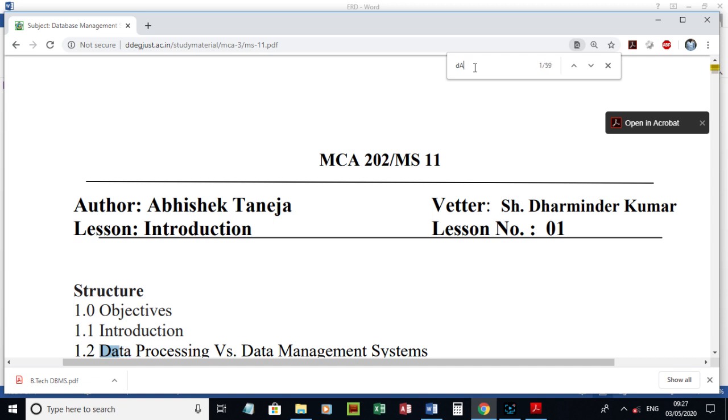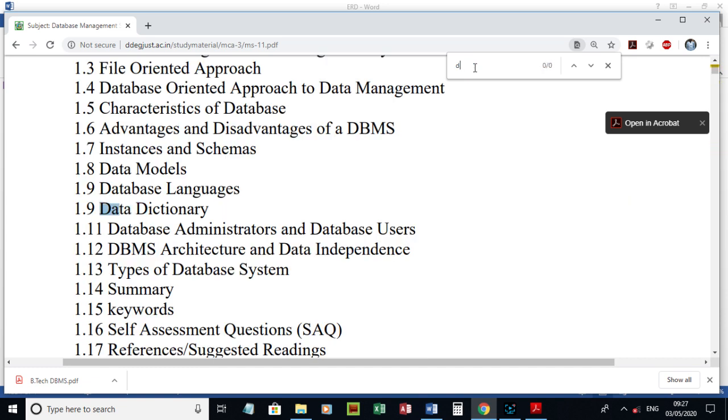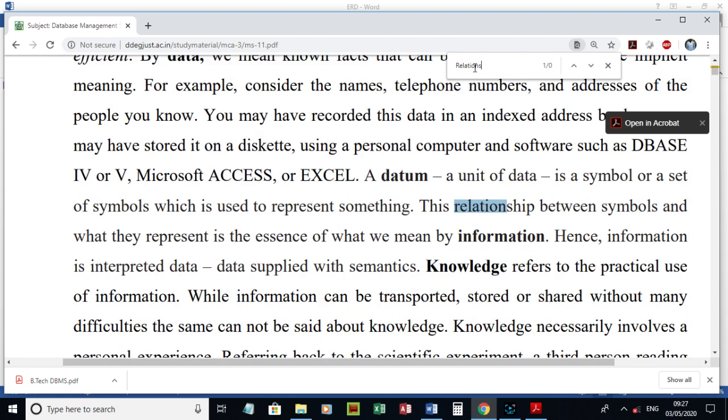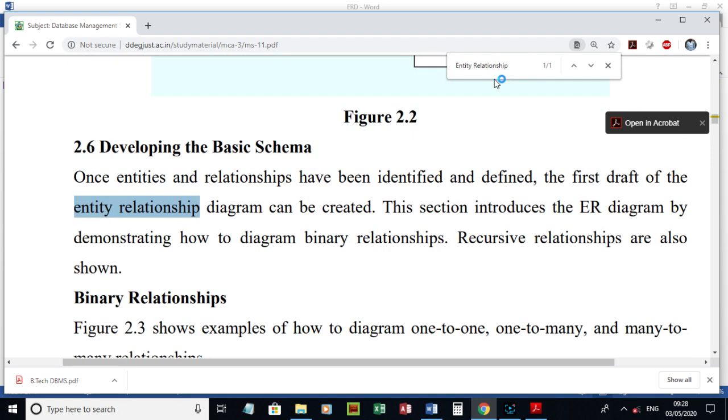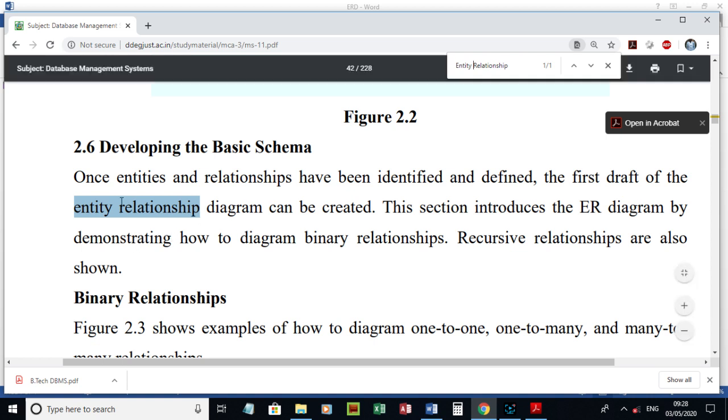We have relationships, or entity relationship. Entity relationship, right. Once developing the basic schema, the relationship must actually exist between the two. Once entity relationship has been identified and defined, the first draft of the entity relationship diagram can be created.